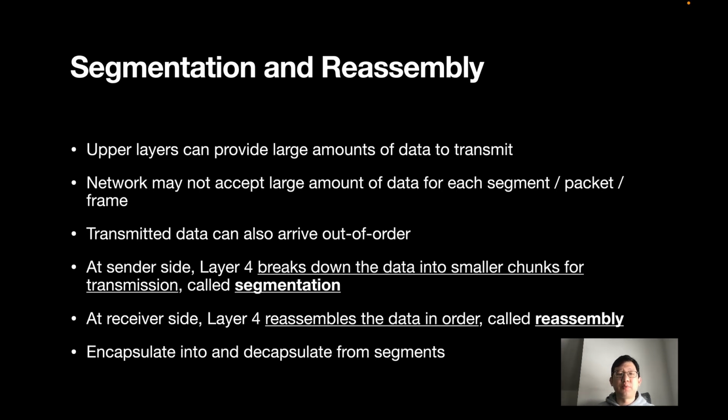Lastly, we have segmentation and reassembly. Now, upper layers can provide large amounts of data to transmit within a single message, and the network may not be able to accept that large amount of data within a single message. And also, transmitted data can arrive out of order, so you need a way to put them in the right order. Now, at the sender side, layer 4 breaks down the data into smaller chunks for transmission, and that's called segmentation. And at the receiver side, layer 4 reassembles the data in order, and that's called reassembly. And also, you have to encapsulate into and decapsulate from segments.